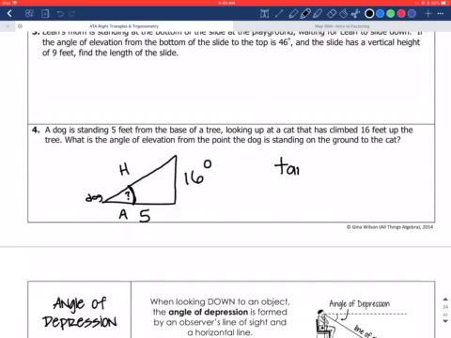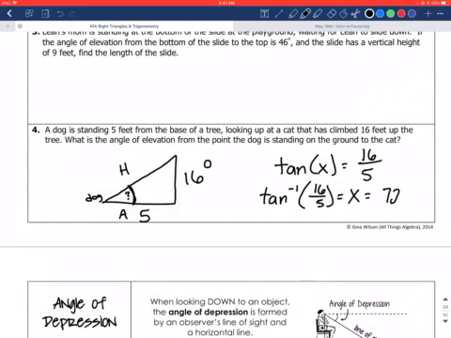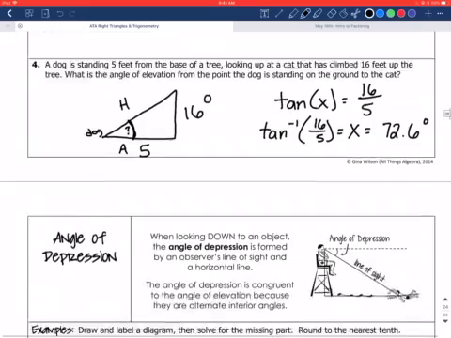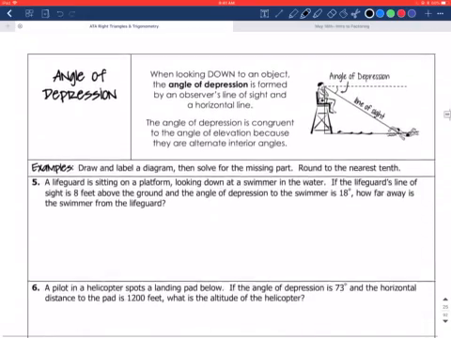There's the opposite. So we're doing tangent of x degrees, because we don't know that, equals opposite over adjacent. So when we do inverse, the sides and the angles switch, and that will be 72.6 degrees. All right, so that angle right there, 72.6.